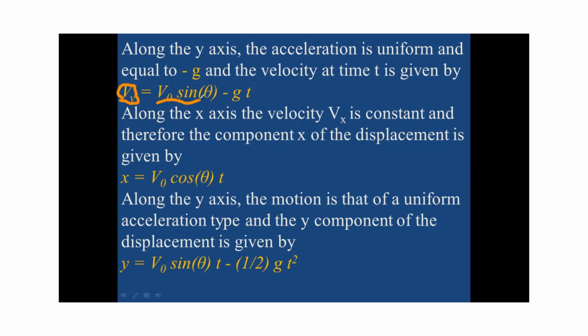Along the x-axis, the velocity vx is constant, and therefore the x component of the displacement is given by, this is the horizontal distance, so the range equals v naught cos theta times t. This is the range of the projectile. The horizontal component of the velocity is constant.